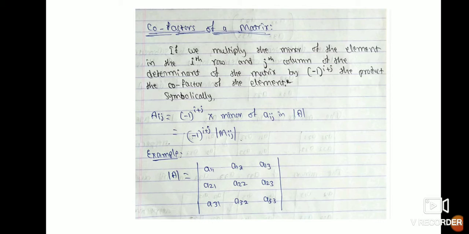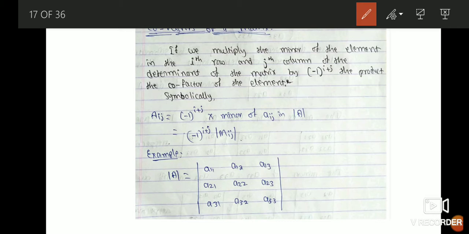Now let us consider the cofactors of a matrix. If we multiply the minor of the element in the ith row and the jth column of the determinant of the matrix by (-1) to the power i plus j, then we will get a product. So that product is considered as the cofactor of the element.